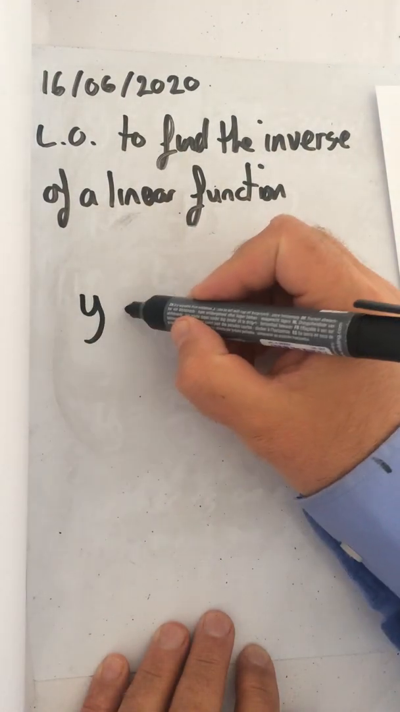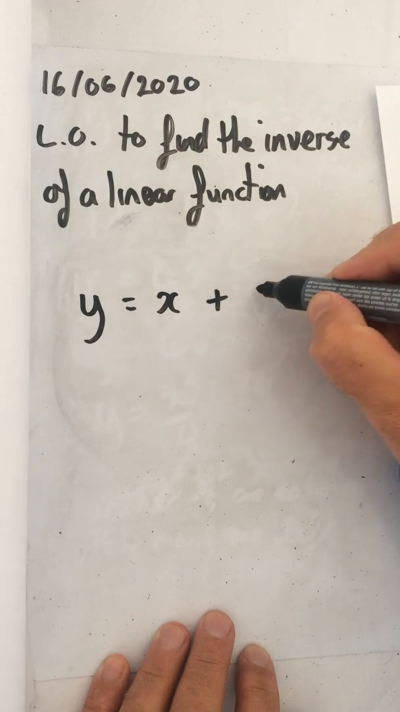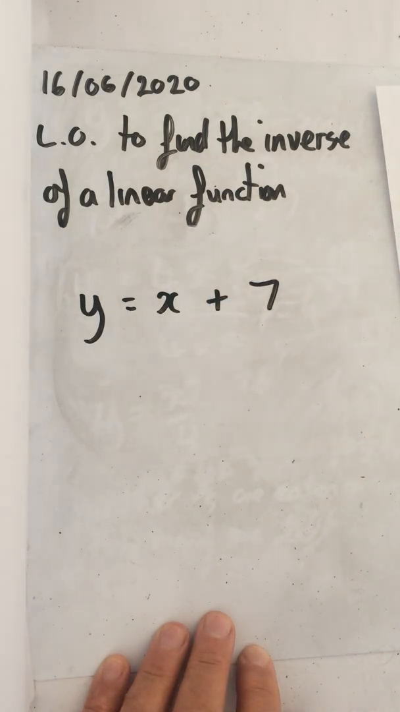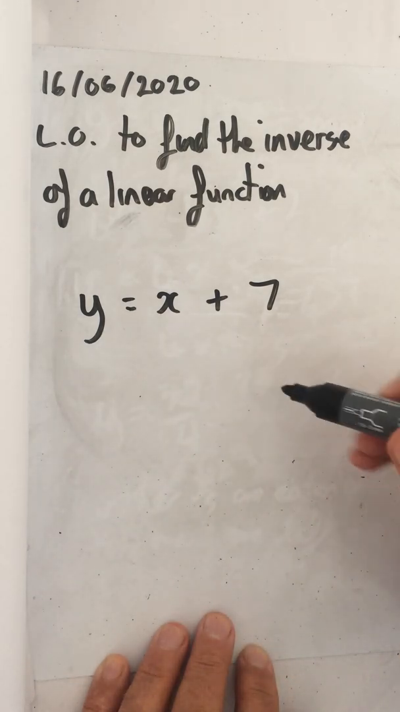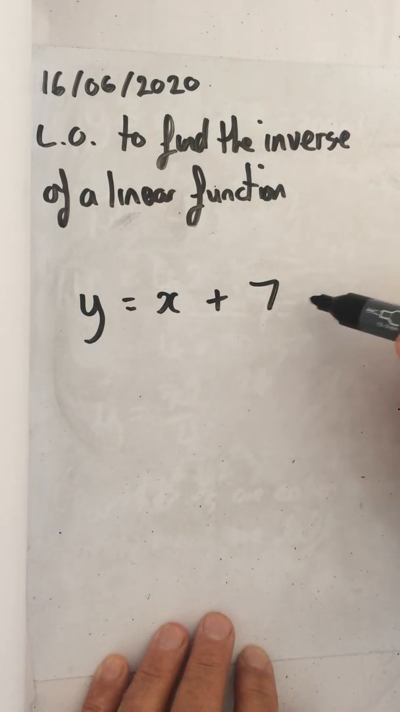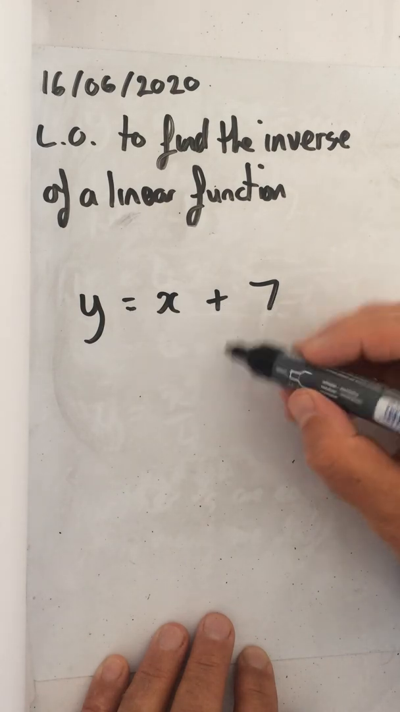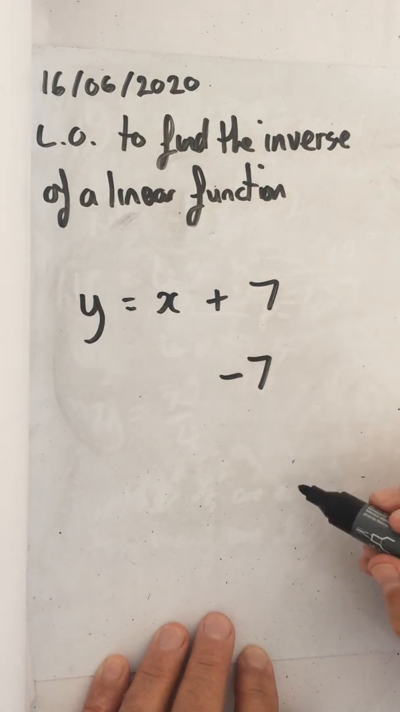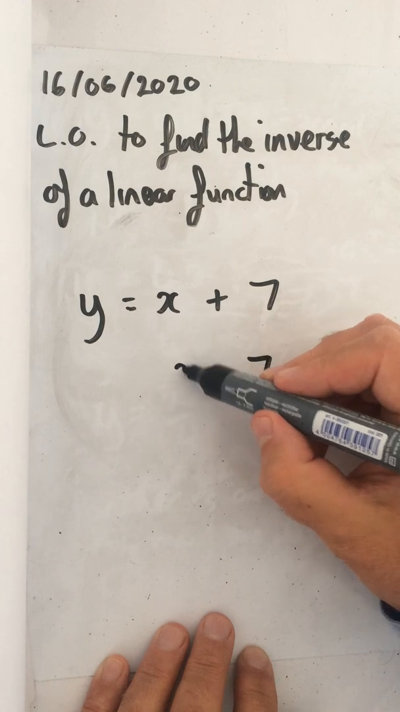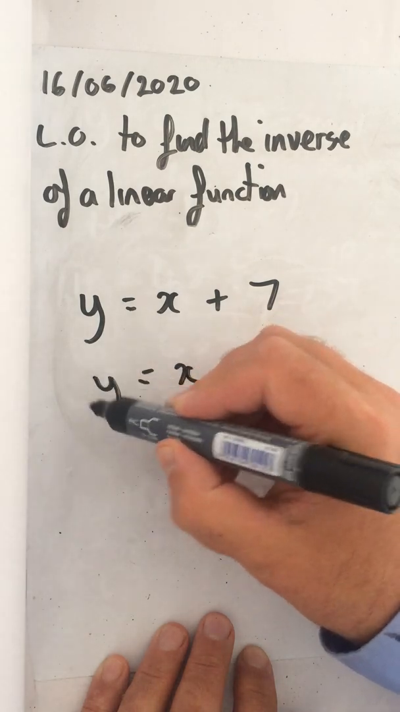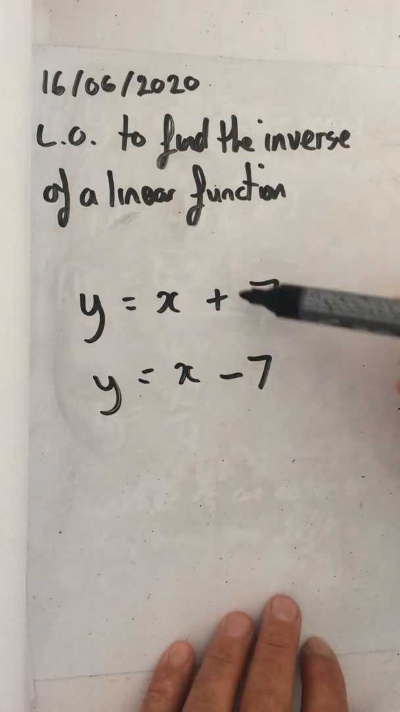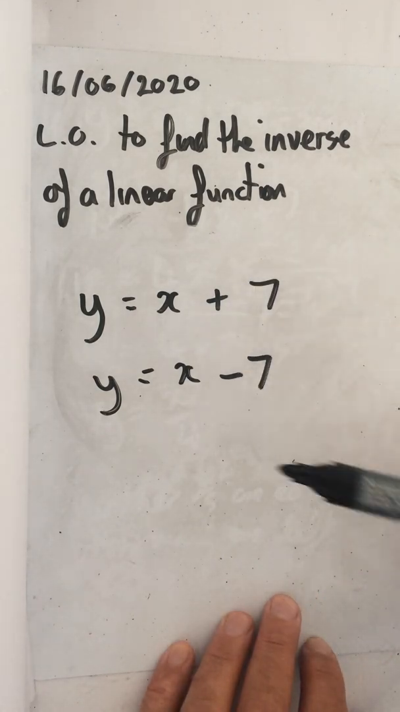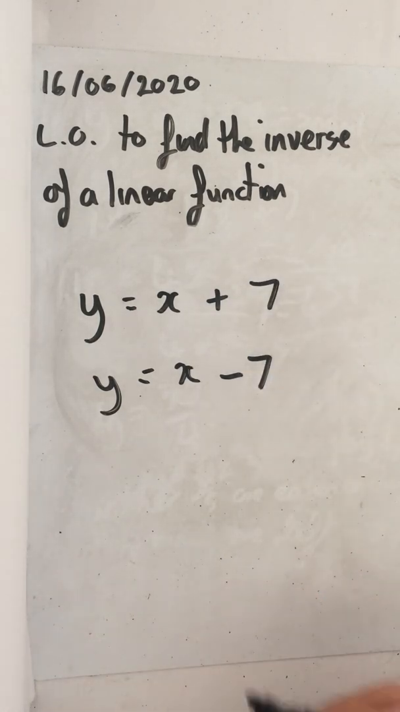So we've got y is equal to x plus 7. If I want to find the inverse of this linear equation, I'm just going to do the opposite. So I'm going to work backwards. Instead of adding 7, I'm going to subtract 7. Okay, x stays the same. Okay, so y is equal to x take away 7. These are inverse functions, the inverse of each other.